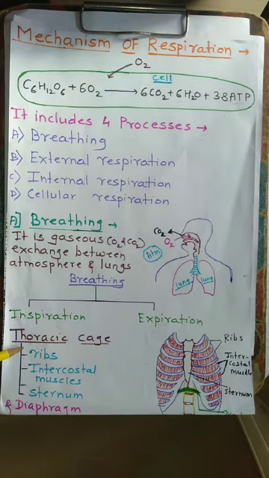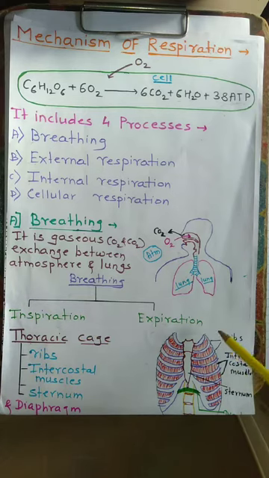Now, which are the parts of the thoracic cage involved during inspiration and expiration? The parts of the thoracic cage are ribs, intercostal muscles and sternum. These are the three parts of the thoracic cage. And the diaphragm is also involved during the process of inspiration and expiration.